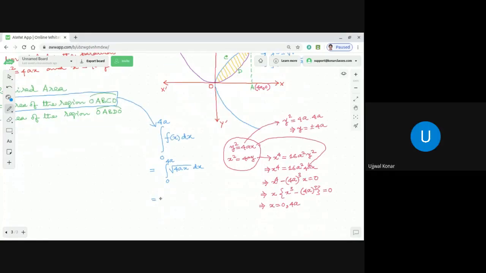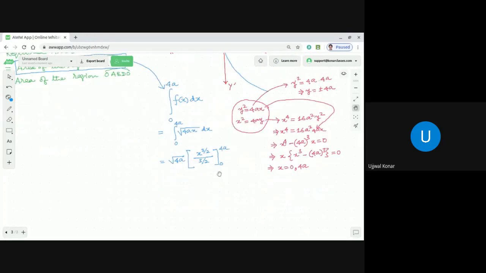So this is equal to square root of 4a into x to the power 3 by 2 divided by 3 by 2, from 0 to 4a. Clear or not clear? Then what are we going to get out of it? It will be 2 by 3 ultimately, since 1 divided by 3 by 2 becomes 2 by 3. Right. 2 by 3 into square root of 4a becomes 2 by 3 into 2 square root of a.